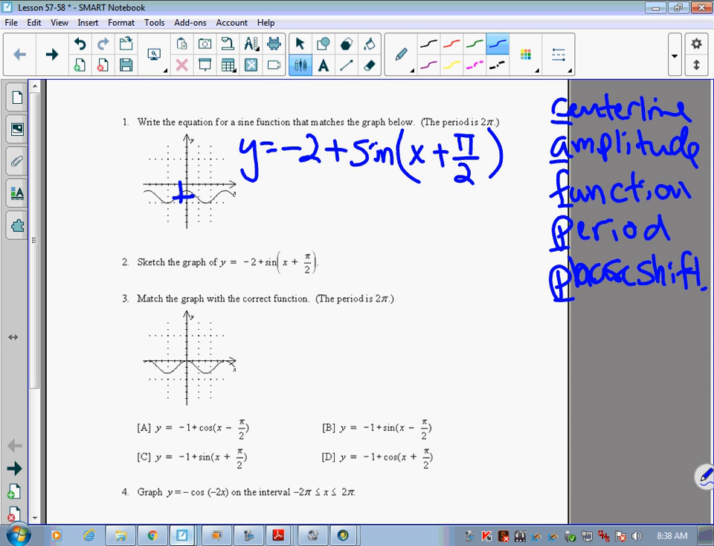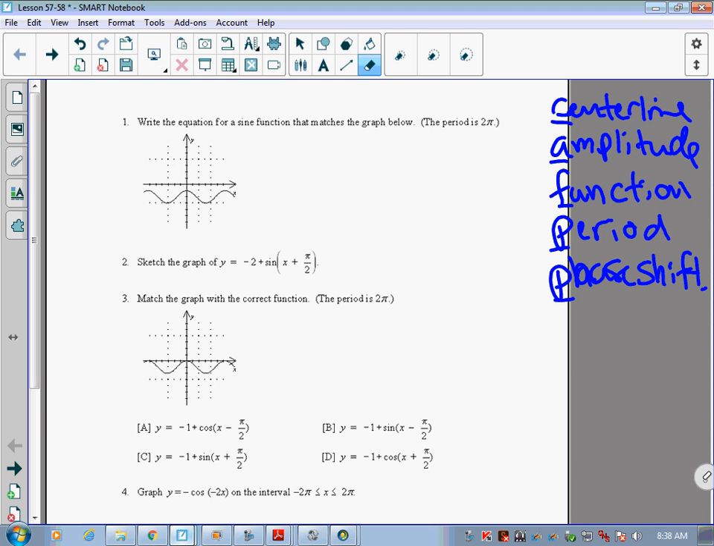All right, and so if you look at question number 2, you would end up with the same graph as graph number 1, right? Because you'll notice that it's the exact same. Okay. So let's look at question number 3. Question number 3, match the graph with the correct function. Okay? All right, well, what is the center line here? -1.